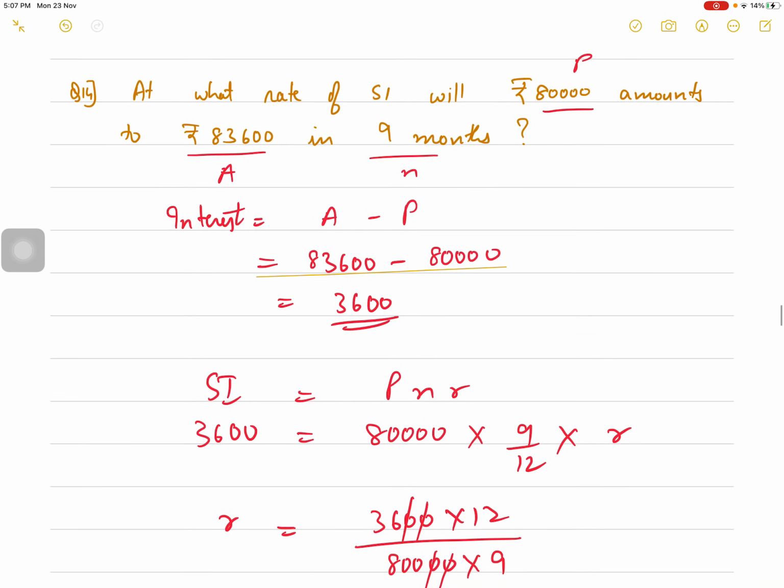You convert months into days only if in the question there is a period in days. Okay, here only 9 months is there, so you can take 9 by 12. You don't need to convert it into days. In the question, if it was 9 months and 15 days, then you convert months into days.